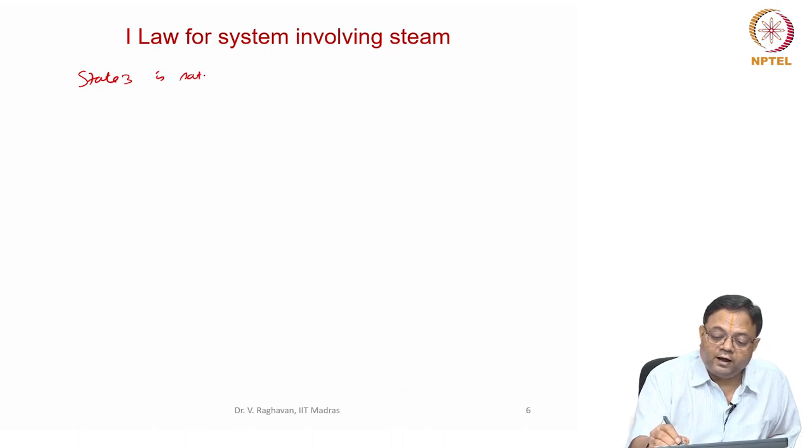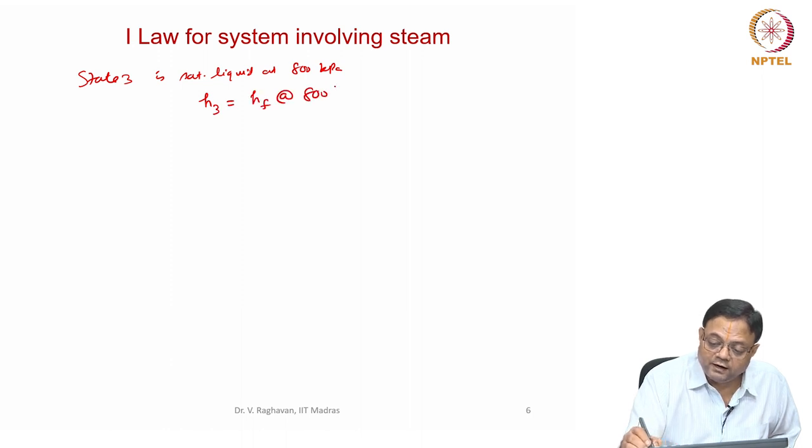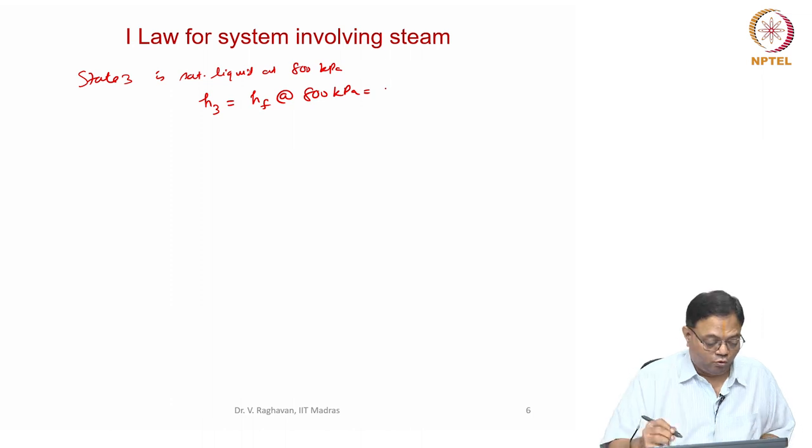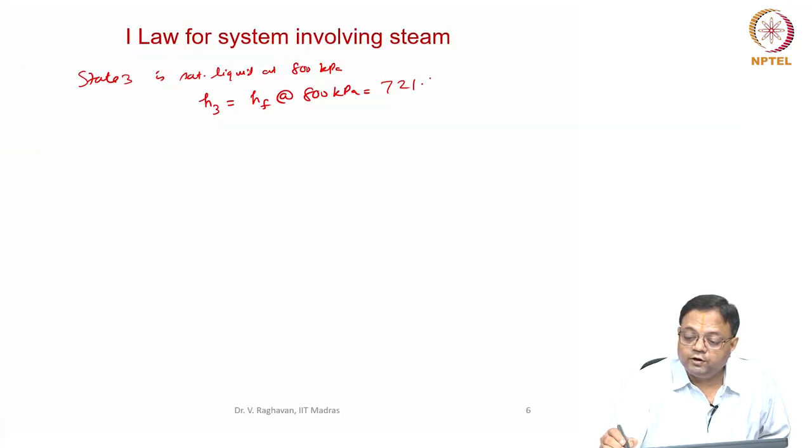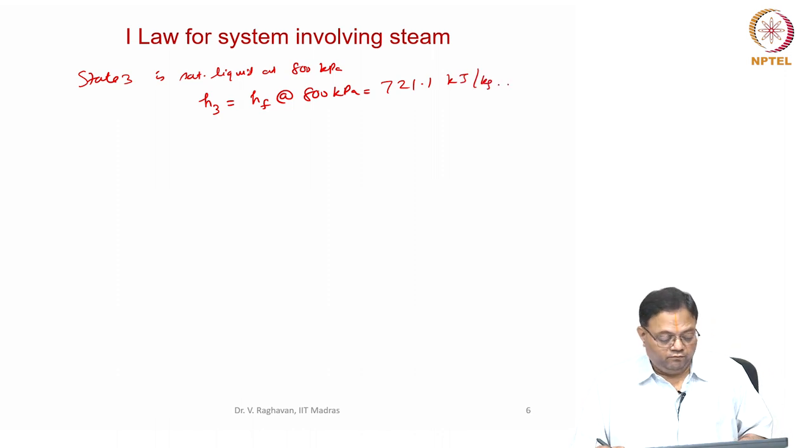State 3 is saturated liquid at 800 kilopascals. That means H3 will be equal to HF at 800 kilopascals. So go to the table again. 800 kilopascals. What is the value? 721.1 kilojoules per kg. So now I got all the values.